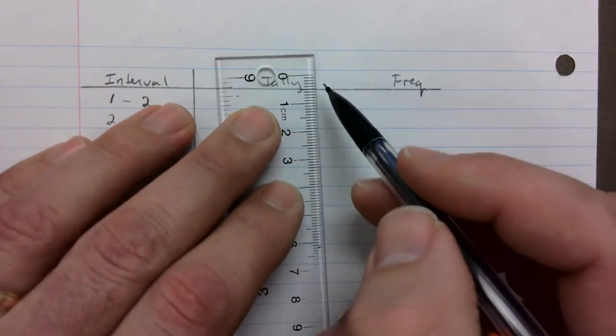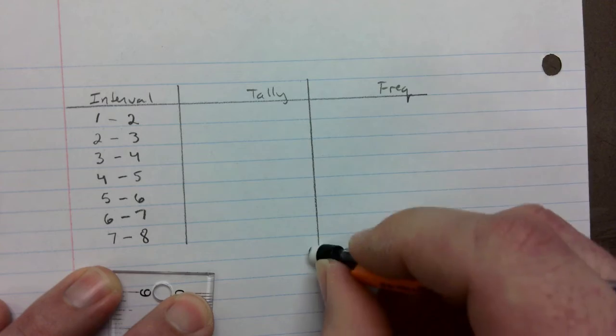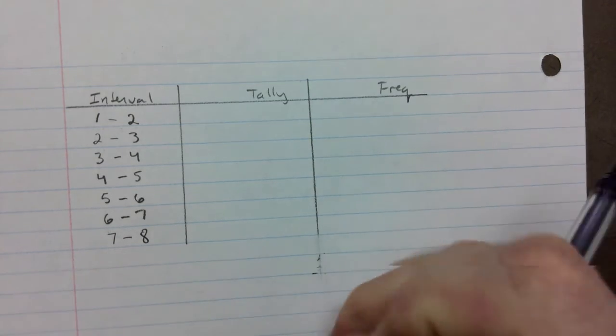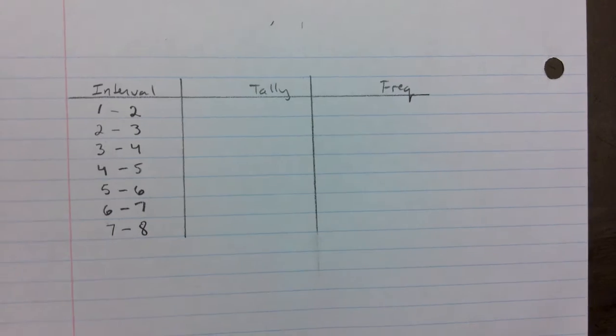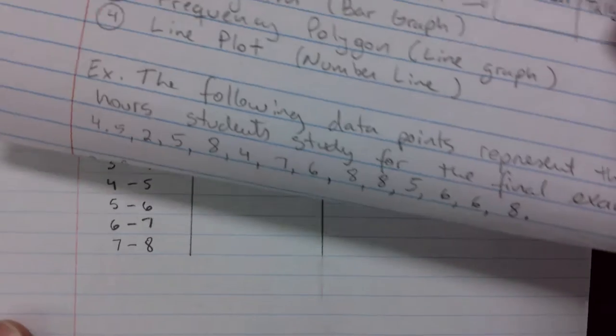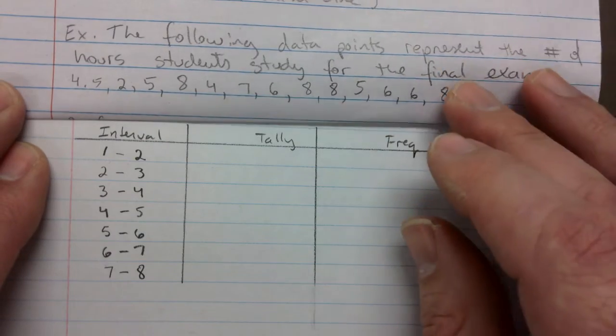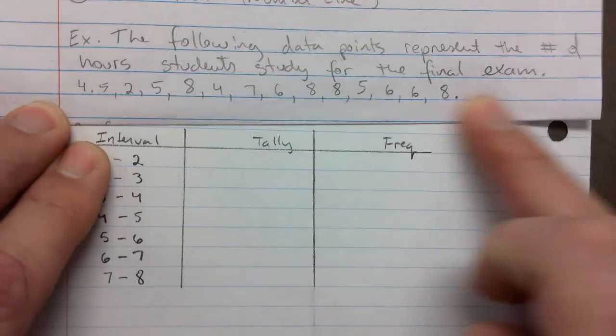Boom, right? And you have your tally. That should always be a little bit wider than the rest, and you'll see why. And frequency we do later. Okay, so I'm going to give you a little bit of an aid here. Look at the top here. These are the hours I just gave you.